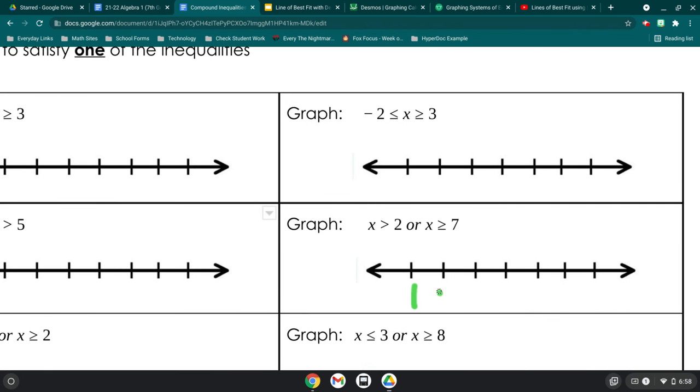I can't remember how I had it numbered. Sorry about that again. I keep doing that. All right. So if it's greater than 2, then it's always going to be greater than 2 or greater than or equal to 7.